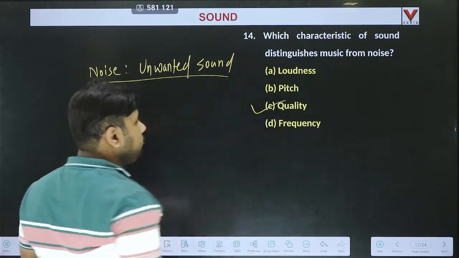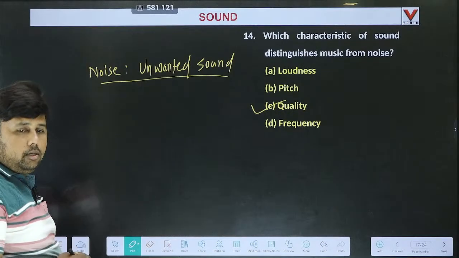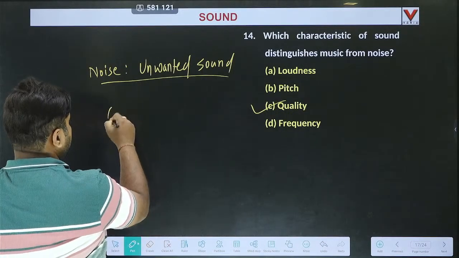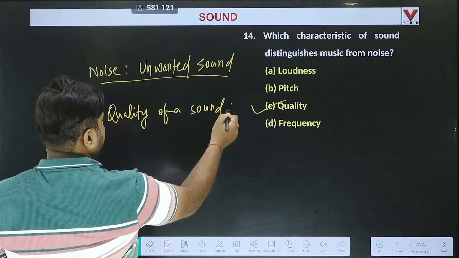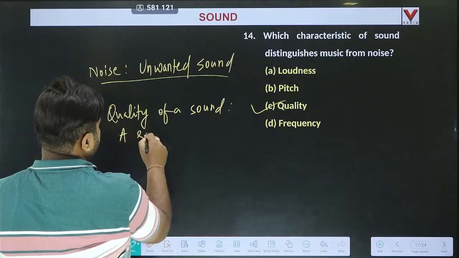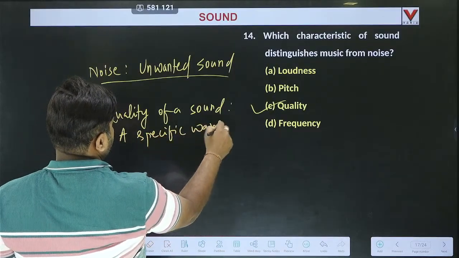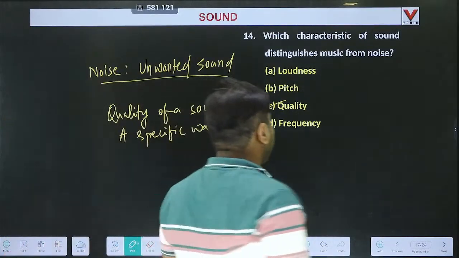Quality of a sound determines the smoothness, or how good it is to hear. The sound with a unique, specific waveform is what we call quality of a sound. It distinguishes noise from music.